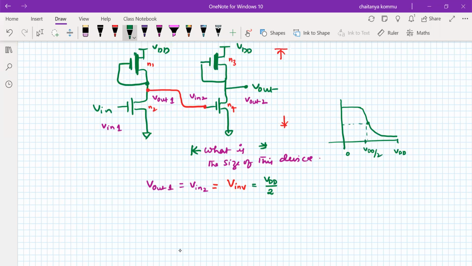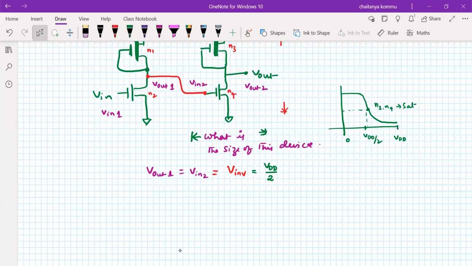That means both the transistors are on, and as we know, both N3 and N4 are in saturation. That's what we studied in the previous class. If you recall the voltage transfer characteristics of the nMOS inverter, this is what we observe. At the middle point of the maximum voltage, both the transistors are on, and we say that both the transistors are in saturation. So this is the point where it is possible to find out the size of N3 and the size of N4. Agreed?